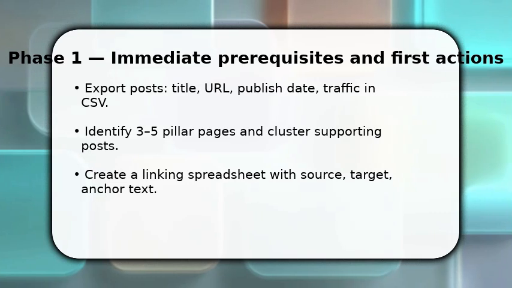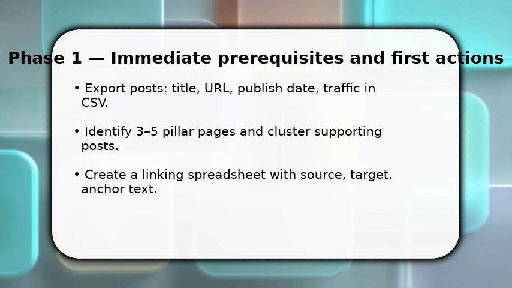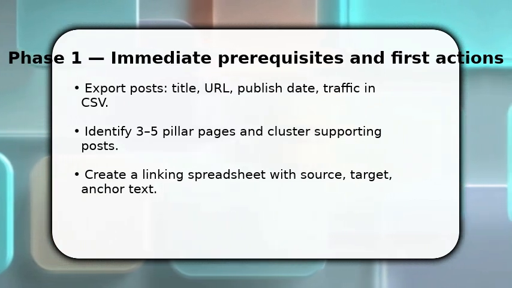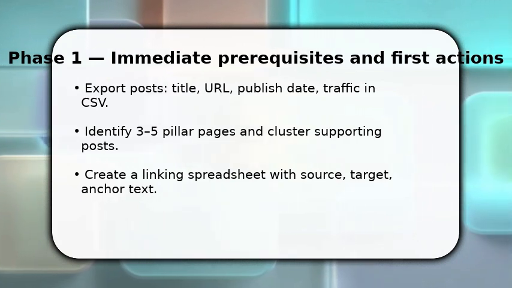You begin by auditing content. Export a CSV with title, URL, date, and traffic so you can prioritize. Once done, pick 3 to 5 pillar pages that will receive links and group related posts into clusters.